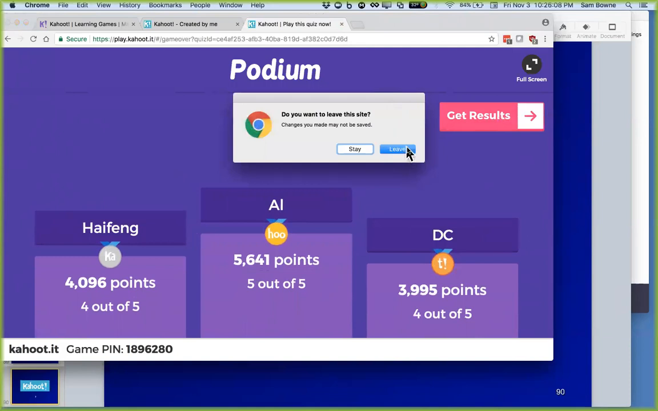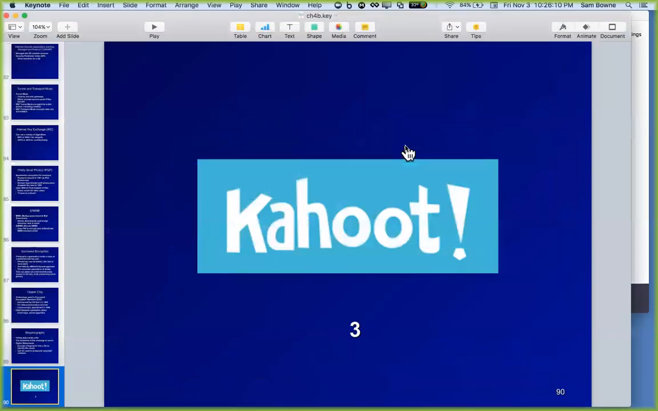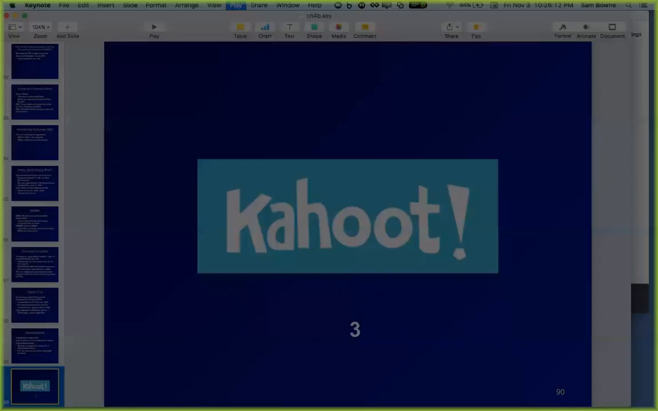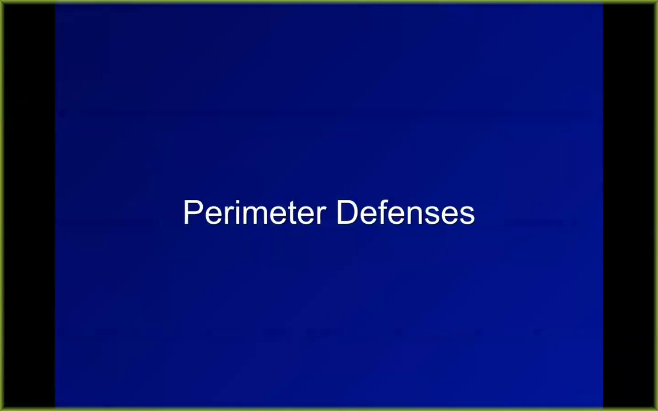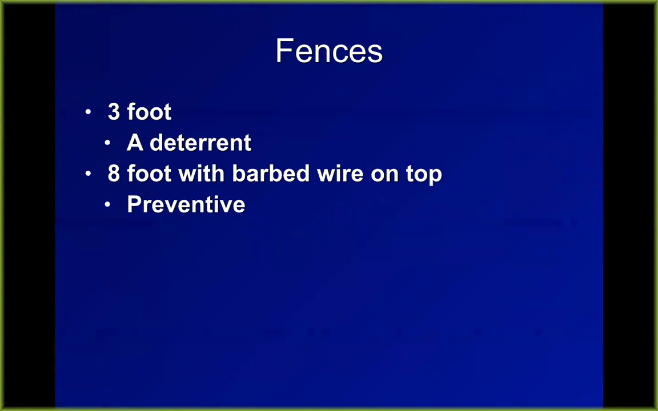All right, we got one more section to go through, which I think is physical security. Yeah, perimeter defenses. Things like fences. A 3-foot fence is a deterrent. It might stop some attackers, but it won't stop anybody making a serious effort to get in. A preventive fence would be 8 feet in America is the standard with barbed wire on top. Now, people can climb over that too, but that will really stop most attackers.